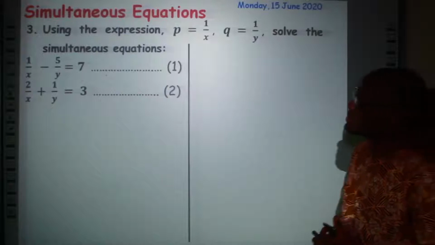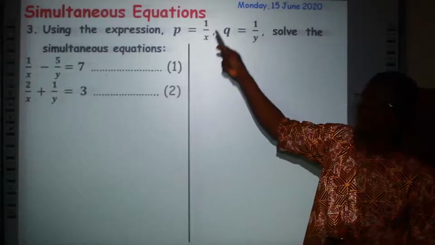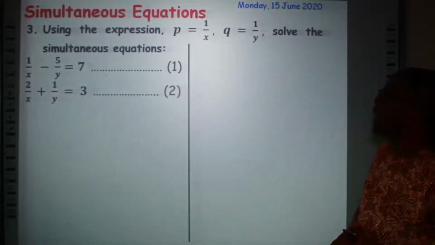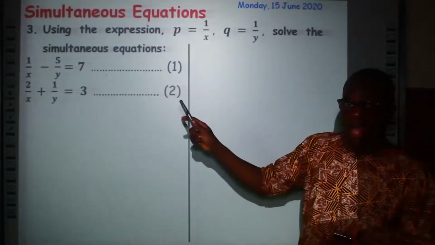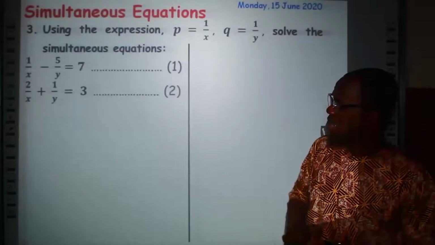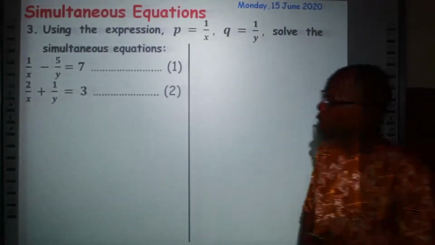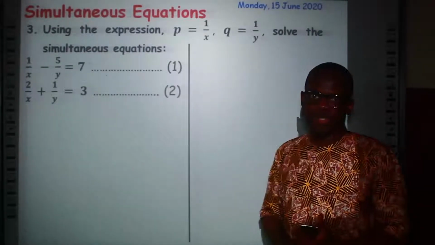Now the question reads, using the expression P is equal to 1 over x and Q is equal to 1 over y, solve the simultaneous equations. 1 over x minus 5 over y is equal to 7, that's equation 1. And then 2 over x plus 1 over y is equal to 3, that's equation 2.